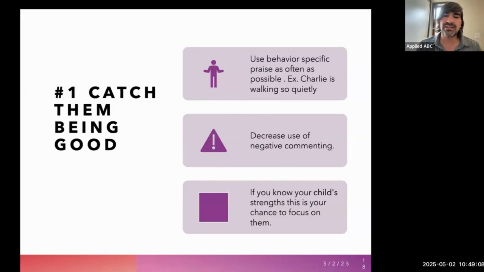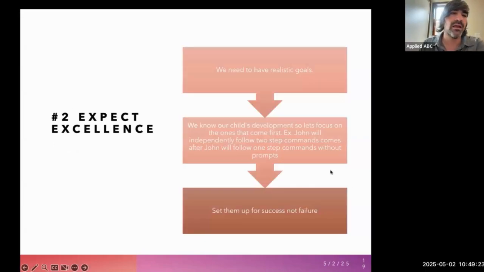And if you know your child's strengths, this is a chance to focus on those strengths, even if it's something that we already know they can do, that it's not a target necessarily. We want them to know that the stuff they do well is stuff that we appreciate.